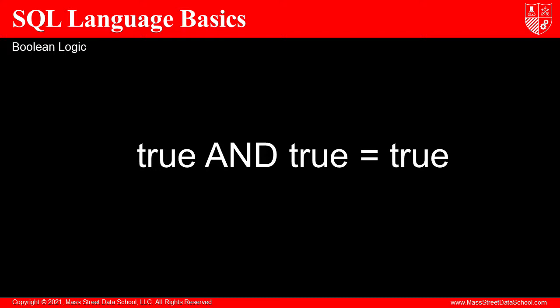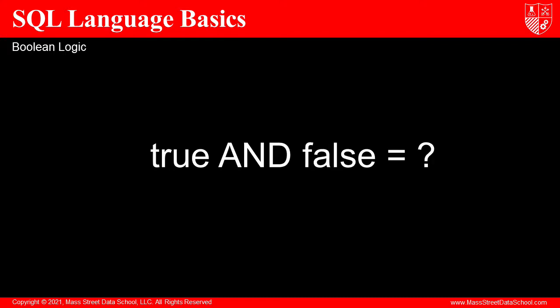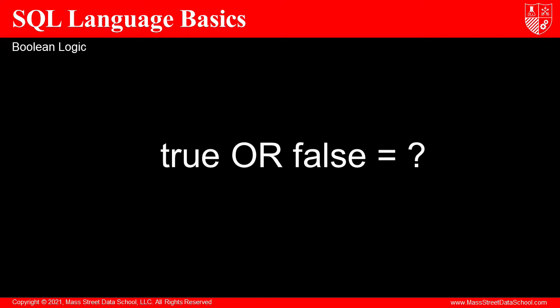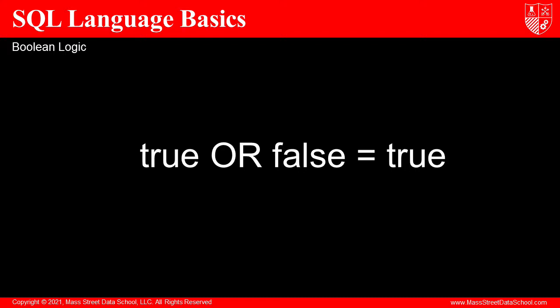Next one. True and false evaluate to what? True and false evaluate to false because the AND operator requires that both values be true for the whole condition to be true. One more warm-up question. True or false evaluate to what? True or false evaluate to true because OR just wants either value to be true for the whole statement to be true. Playtime is over. Here comes a curveball.